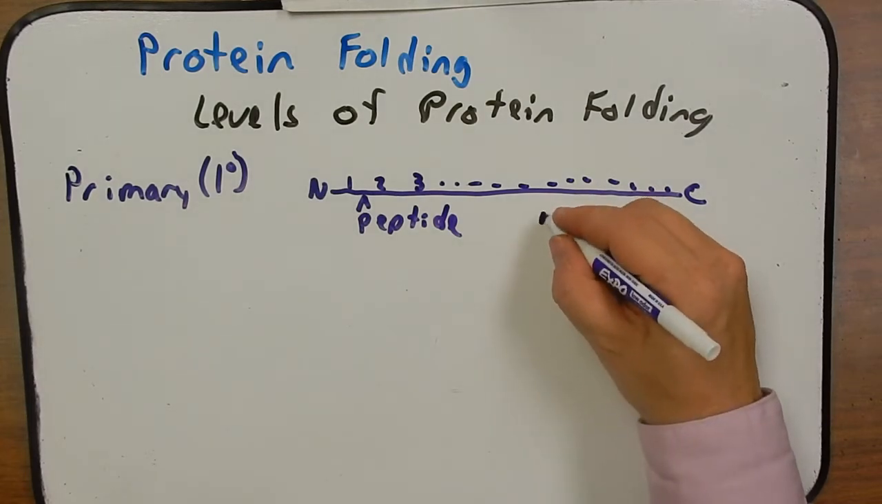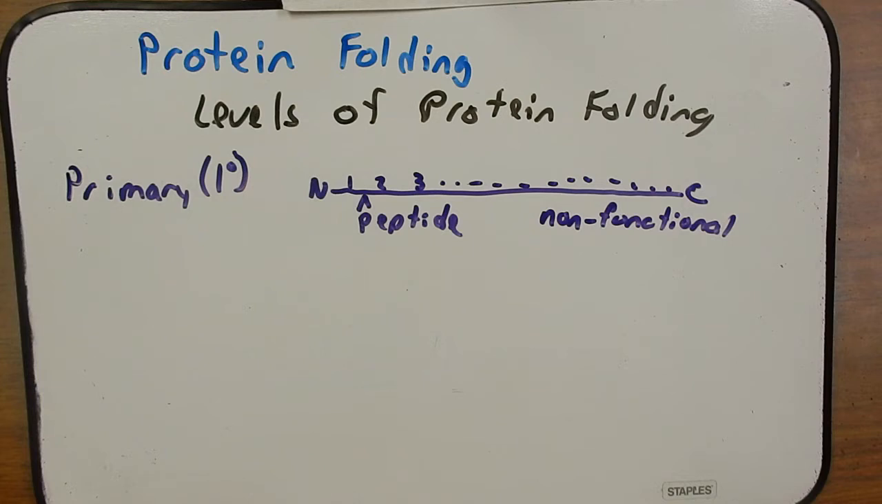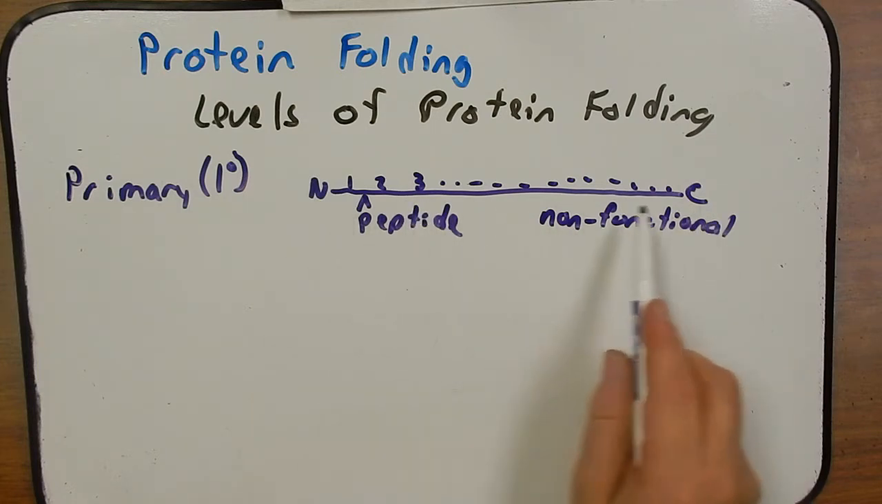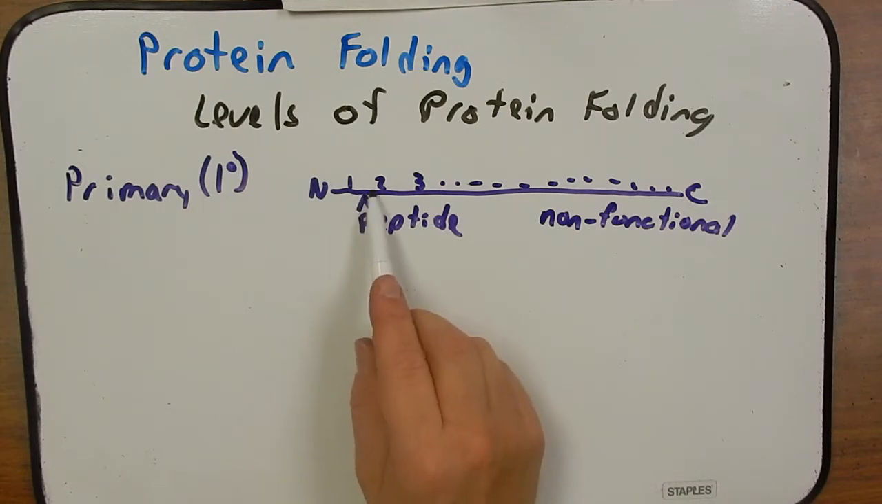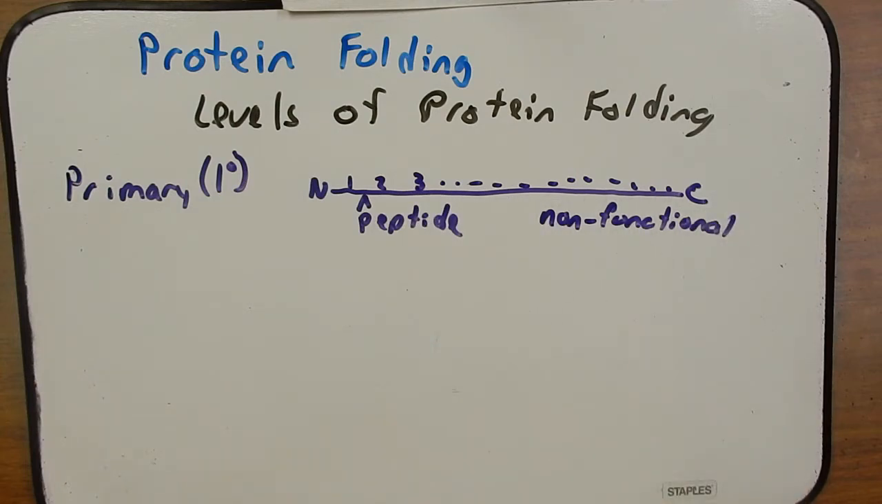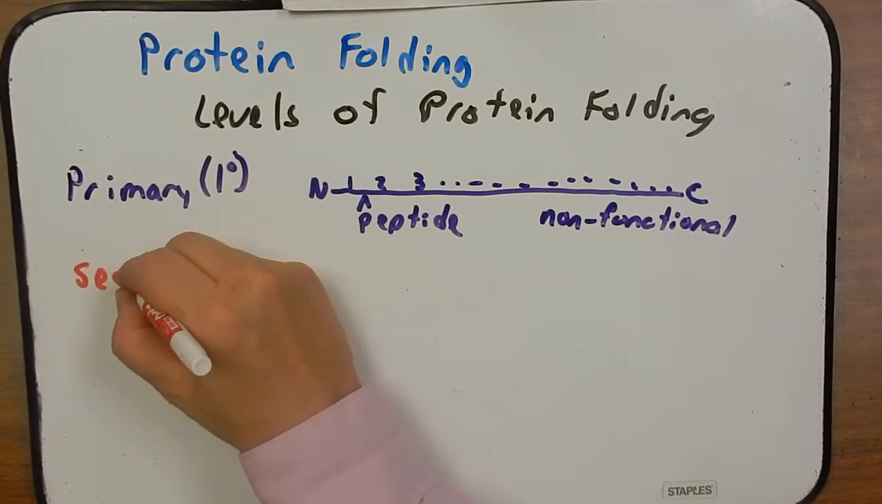It is also a non-functional structure, meaning that for that protein to have function, it has to go beyond this primary, this linear array of the amino acids. It needs to fold more. But ultimately, the sequence of the amino acids in this primary structure dictates how that protein will fold in its final conformation. The next level is secondary.